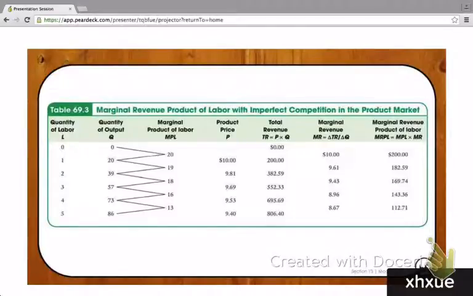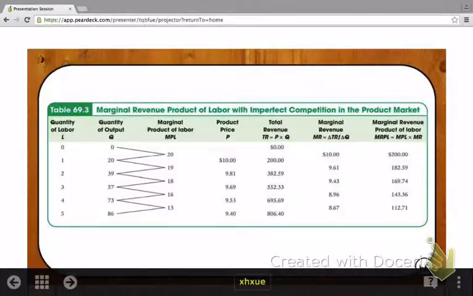So even though the marginal revenue curve looks different under imperfect competition, the hiring decision is made the same way, where marginal revenue product of labor is equal to the wage. And the marginal revenue product is determined by taking the marginal revenue and multiplying it by the quantity they are producing, and then determine that.